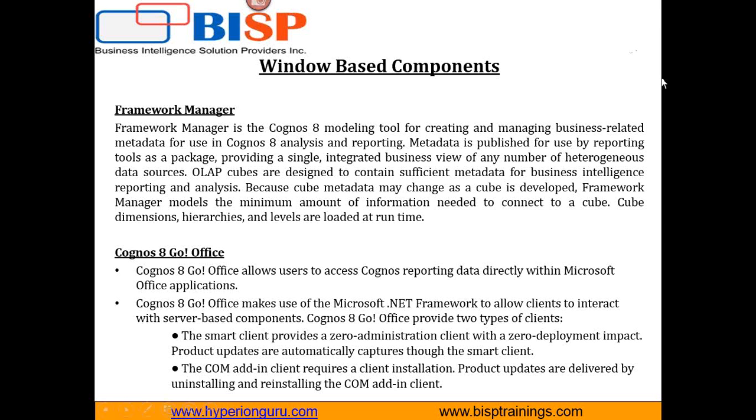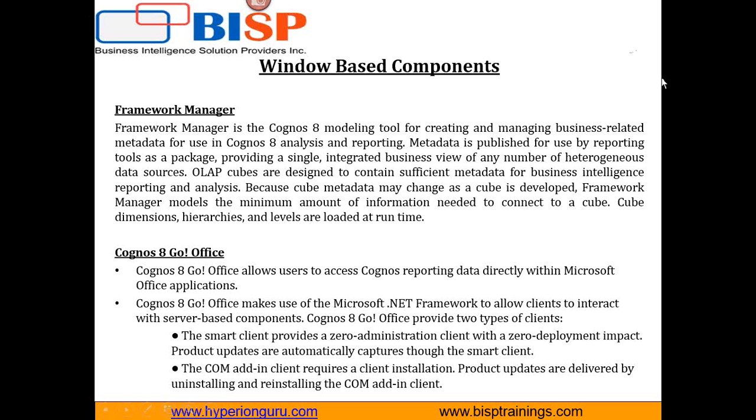Framework Manager in Cognos is a modeling tool for creating and managing business-related metadata for use in analysis and reporting. We can basically call Framework Manager an intermediate between the database and the Cognos users or the Cognos author. How does a particular user or report author know what exactly is available in the database, how the joins are there, and basically the business rules or business cardinalities that exist between the different tables?